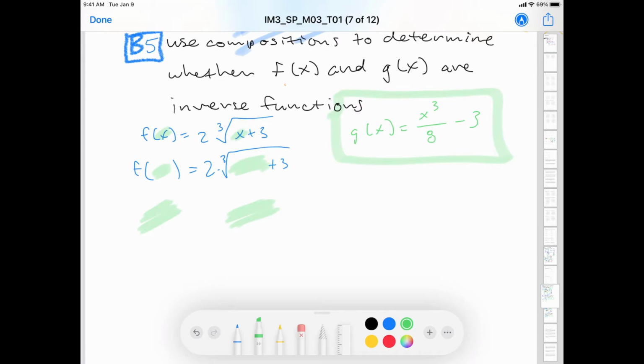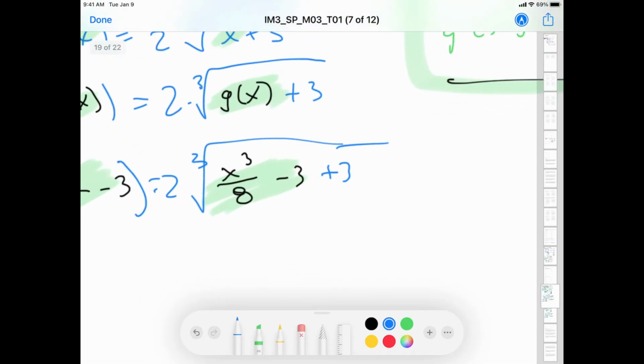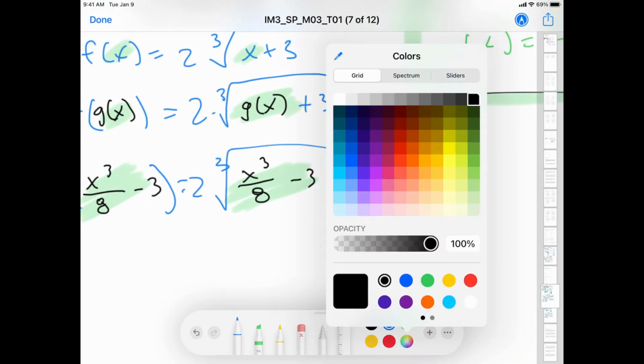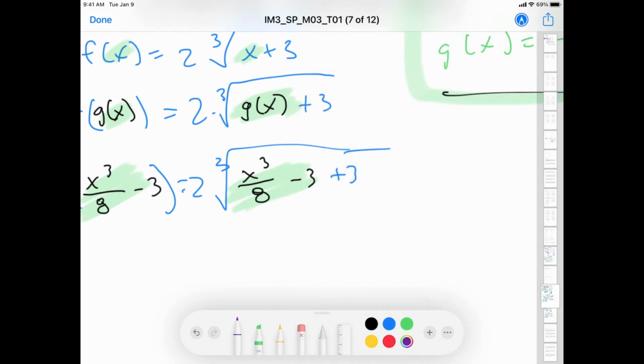And now I am writing this here, g of x. And g of x is x cubed over 8 minus 3. X cubed over 8 minus 3. Don't worry about the left side, it looks weird. Don't forget the plus 3. Okay, let's simplify this. Well, inside the cube root, because it's power 3, the negative 3 and the positive 3 are 0. So this is good.